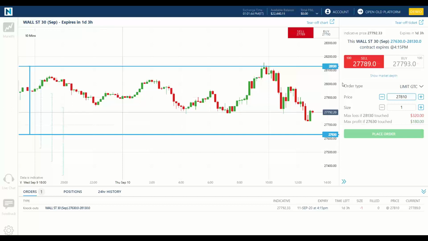Now, again, if on my position, it does not touch either the floor or the ceiling in the next 1 day and 3 hours, it will settle at a price in this range. All right. So my profit or loss then would be the difference between where I bought or sold it and where it settles. So let's say I sell one, actually, let's modify this order because it's getting a little closer. Let's modify this order to 27,805.